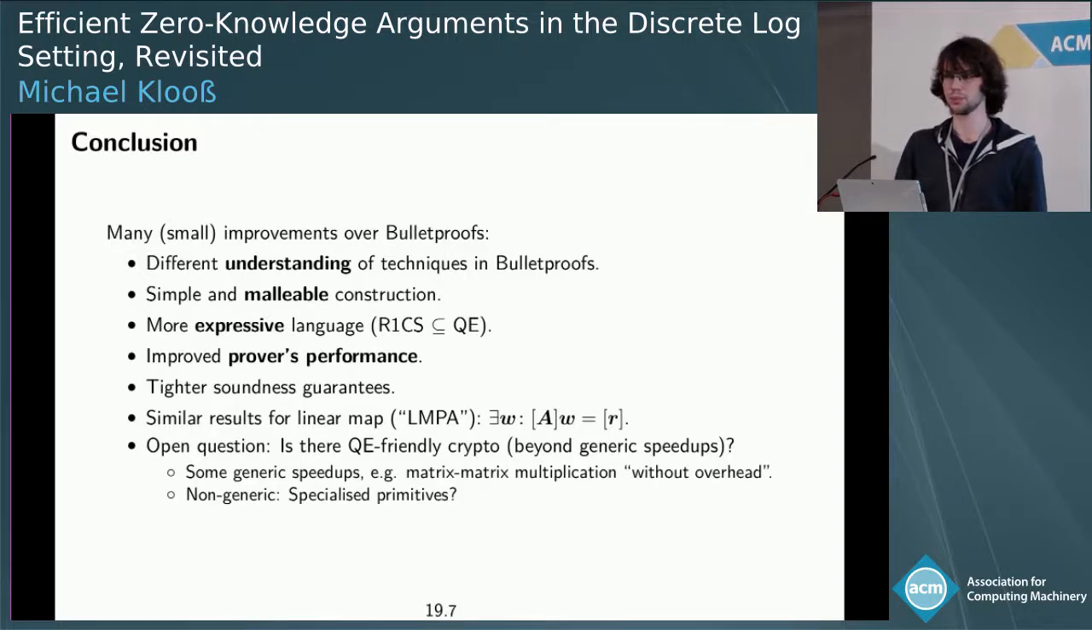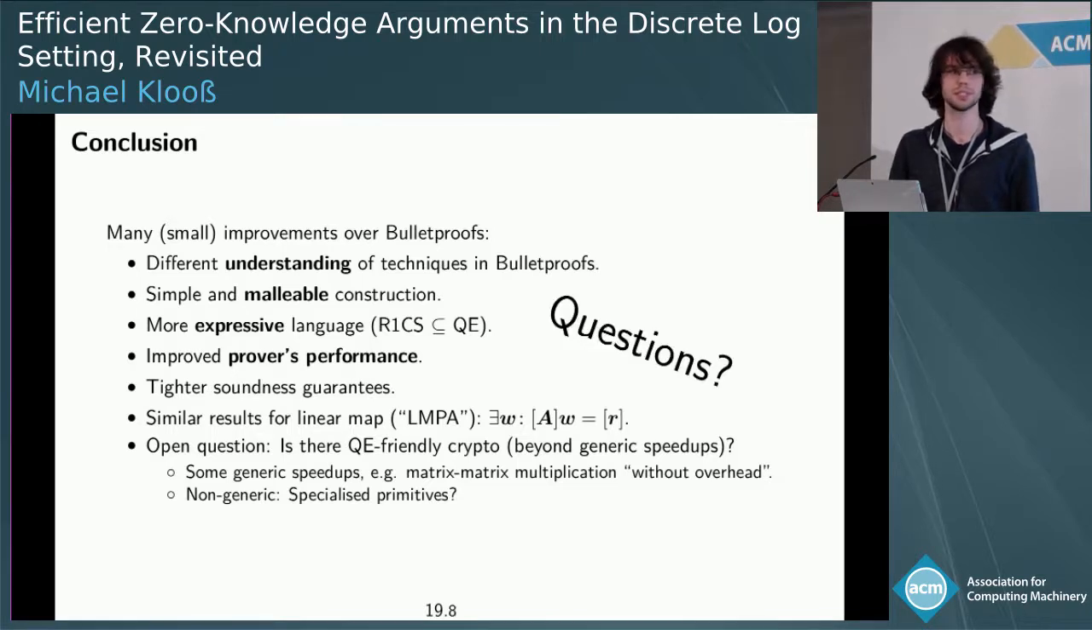And lastly, we have some open questions, namely, is there quadratic equation-friendly crypto which provides non-generic speedups? By generic speedups, I mean we can prove matrix-matrix multiplication basically without overhead, because each term of the matrix-matrix multiplication is just an inner product, and you get this for free because an inner product is a quadratic equation. But are there specialized primitives which work especially well with quadratic equations? So we're now experts in cryptanalysis, and yeah. So with this, I'm ready for questions.